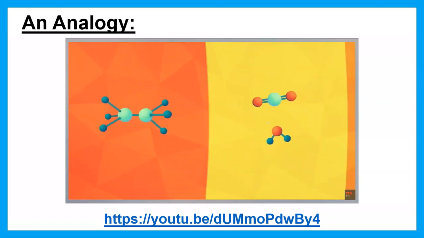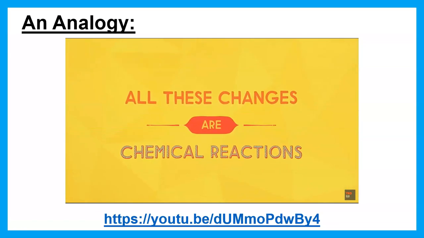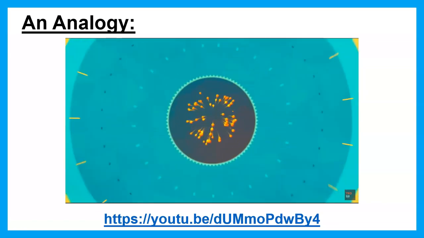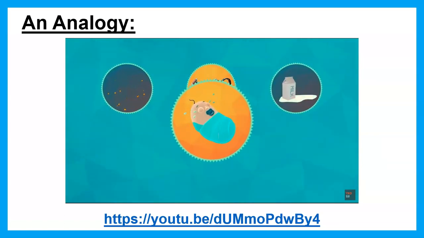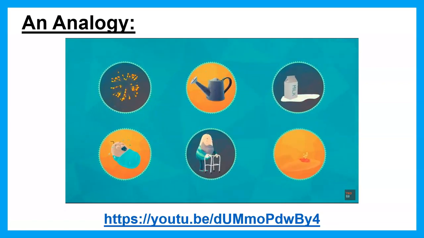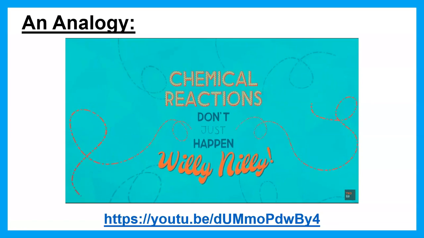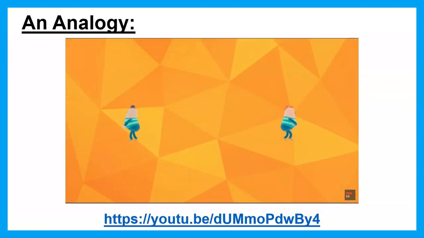One can split apart and become two. Molecules can switch parts. All these changes are chemical reactions, and we can see them happening around us. For example, when fireworks explode, or iron rusts, or milk goes bad, or people are born, grow old, die, and then decompose. But chemical reactions don't just happen willy-nilly. Everything has to be right. First, the molecules have to hit each other in the right orientation. And second, they have to hit each other hard enough, in other words, with enough energy.